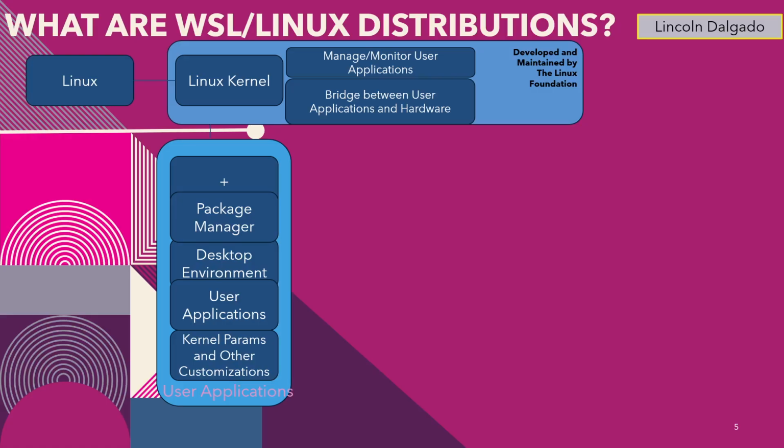The main responsibility of the kernel is to make hardware available to application programs and to ensure that all application programs receive a fair share of the hardware resources. As computer users, we are more interested in application programs. This is where software distributions or distros come into the picture.